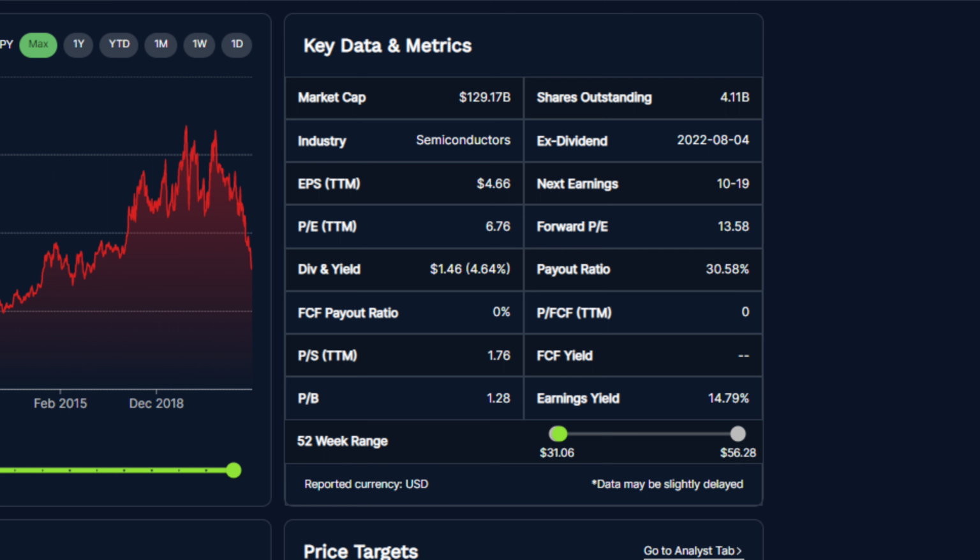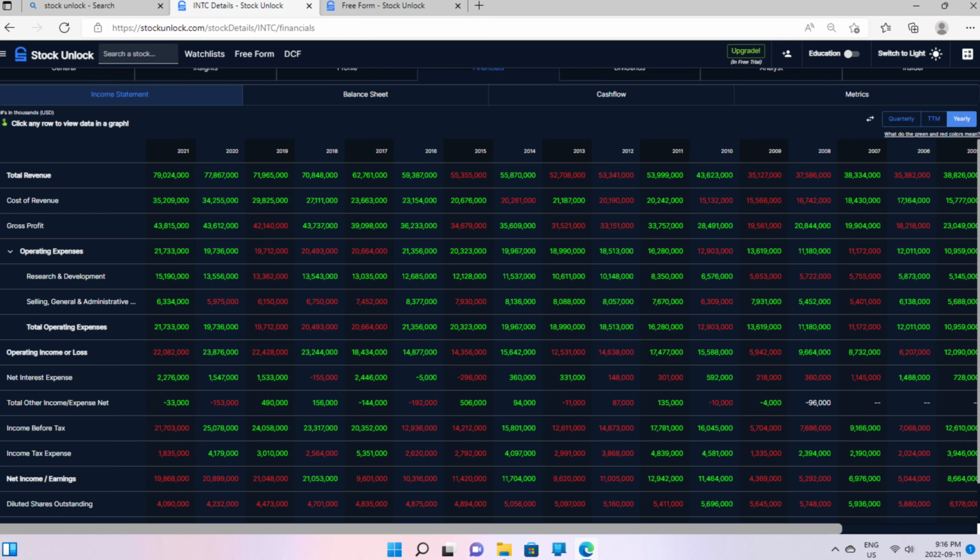Now let's see its financial statements. Personally, I like to see at least 10 years of financial data. Let's start with the income statement. Under the income statement, we can see that revenue of this company is growing every single year. The net income is also growing. The number of shares outstanding has decreased as compared to the past 10 years.